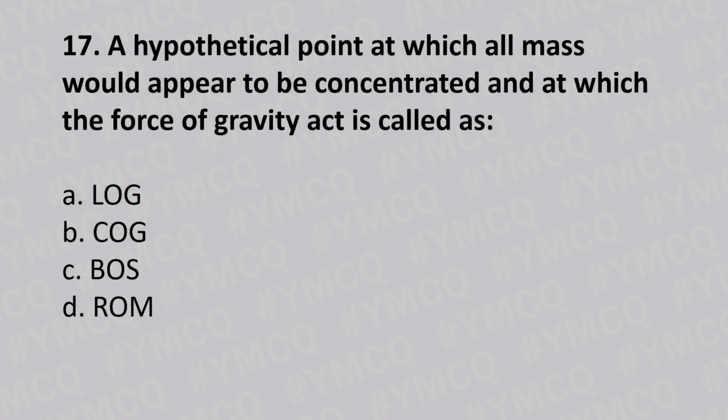Moving to our 17th question. A hypothetical point at which all the mass would appear to be concentrated and at which the force of gravity acts is called as option A, LOG, line of gravity. Option B, COG, center of gravity. Option C, BOS, base of support. Option D, ROM, range of motion. And the answer is option B, COG, or center of gravity.